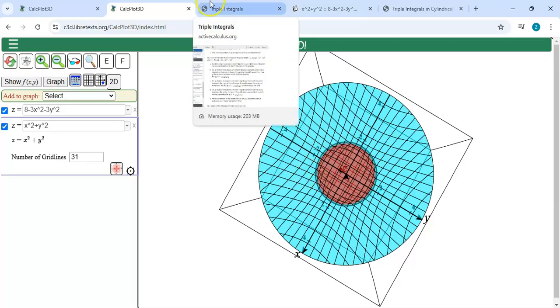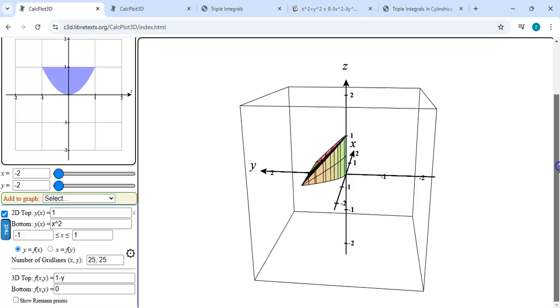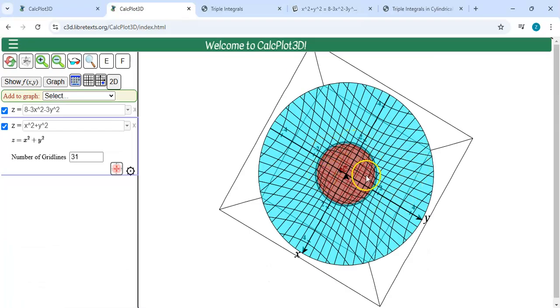So I'm going to first go over here and put in my bottom as x squared plus y squared. And then this 8 minus 3 times x squared minus 3y squared. So that I know, but then I have to figure out my region down below, right? That's what I was kind of trying to do here. It's going to be some sort of circle.